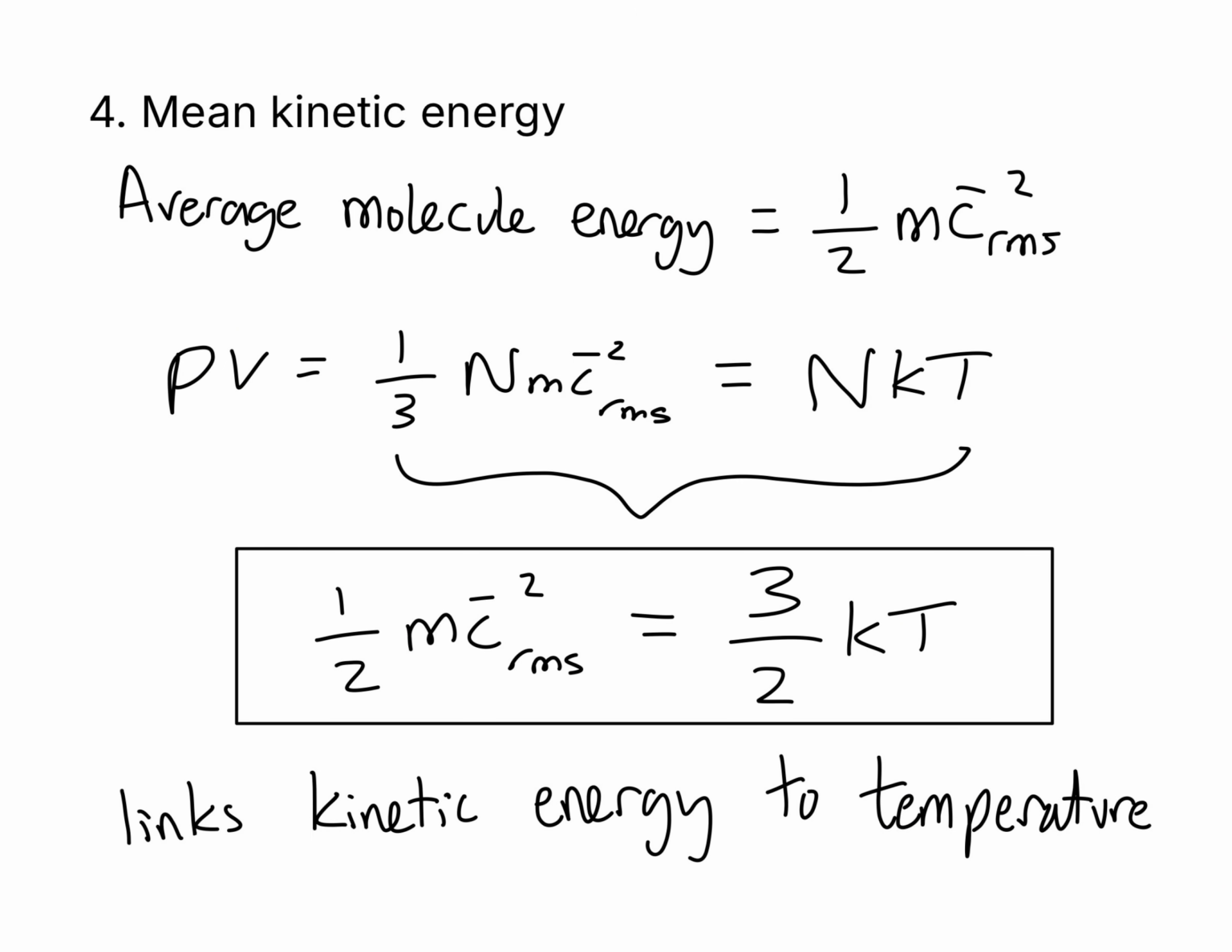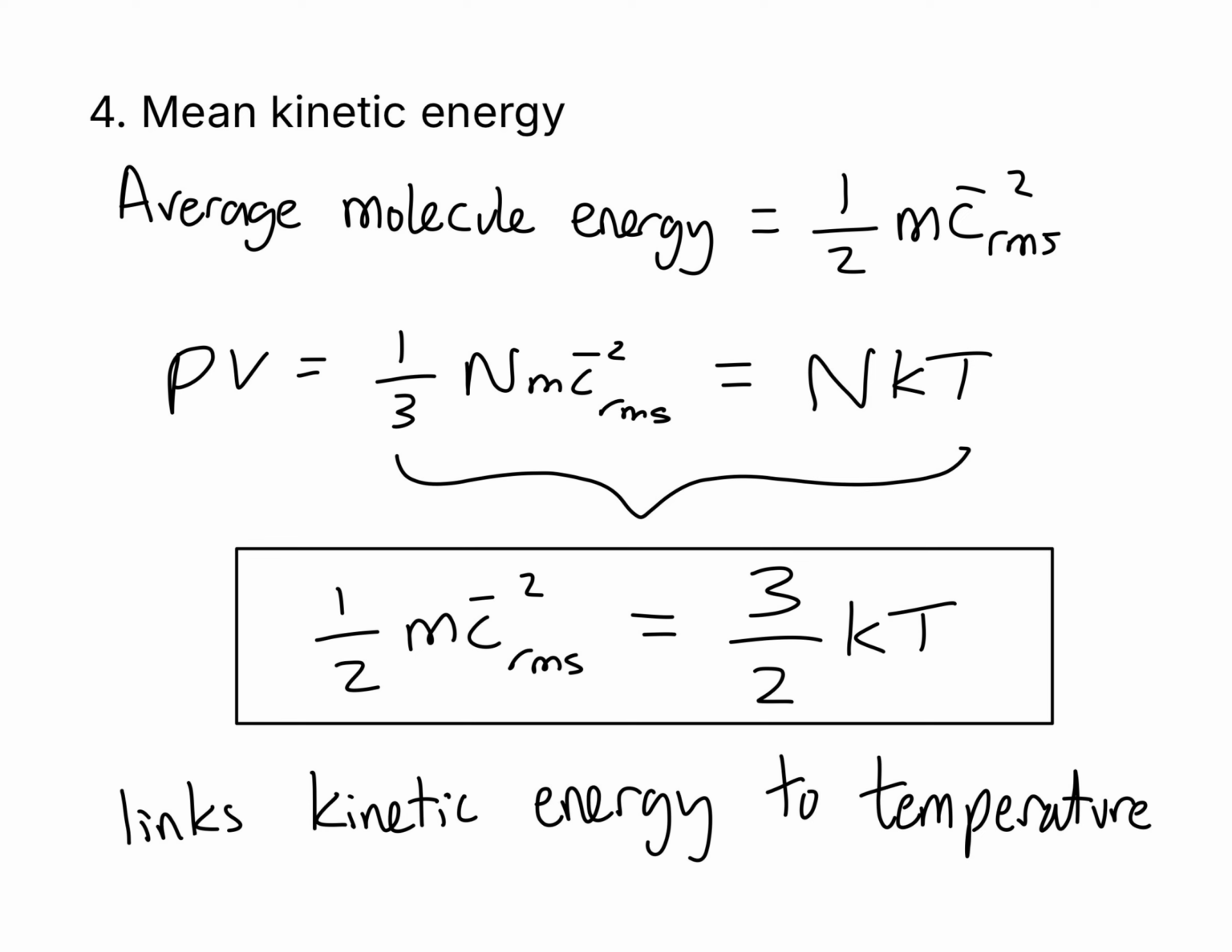Now for the beautiful bit. We have 2 expressions for PV. Our new one, a third N m c bar squared, and the one from last lesson, NkT. Set them equal to each other. The Ns cancel on both sides and we're down to a single molecule. Rearrange and you get a half m c bar squared equals 3/2 kT.